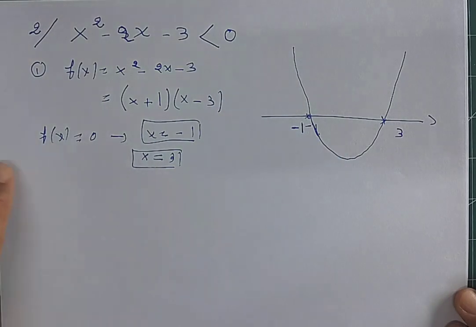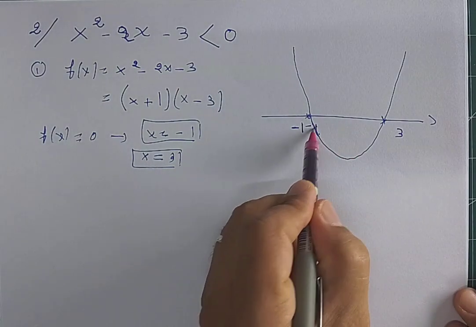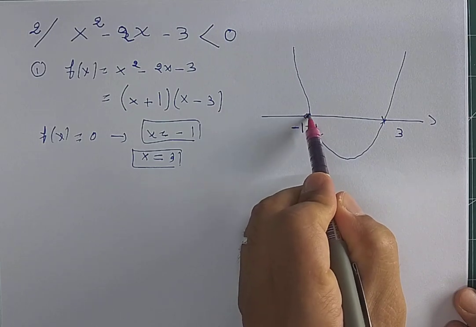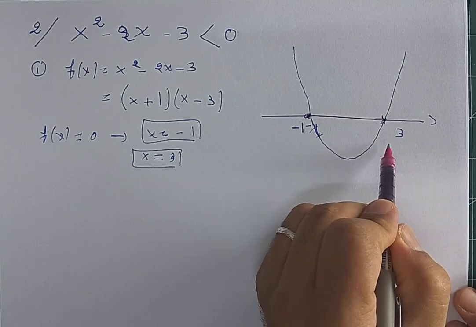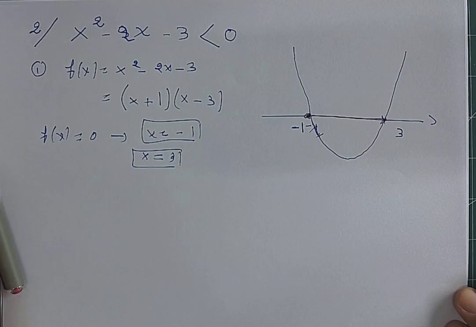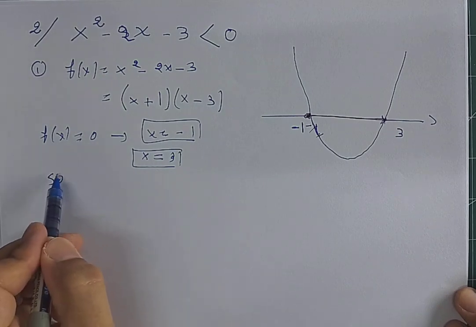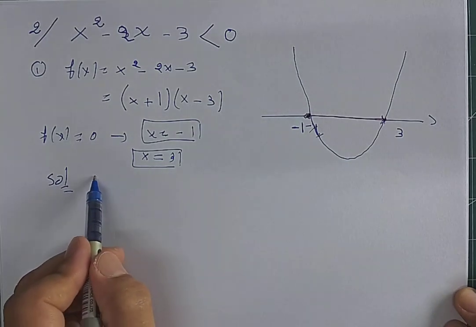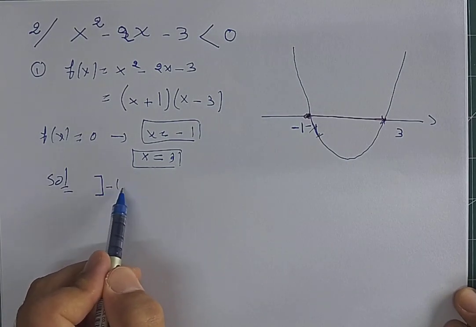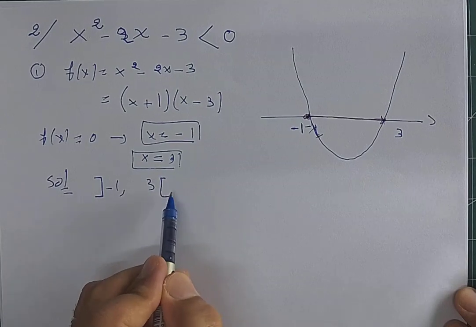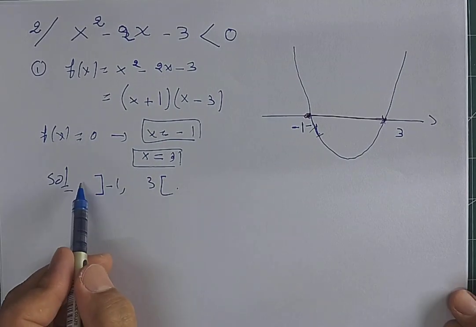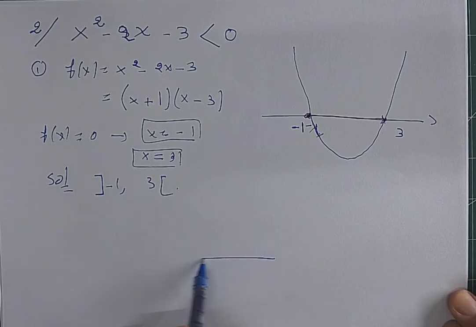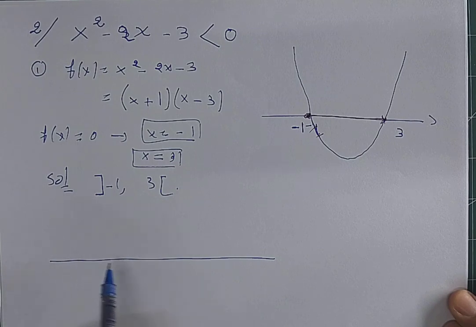So we take this part here from this point to this point. So the solution is minus 1, not belonging to the part, to 3. This is the first method to put the solution, or another method with the line.